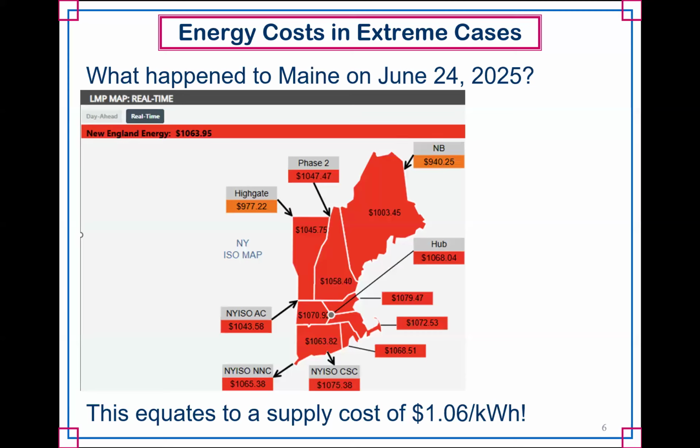If you were to go to ISO New England's website now, and you were to look at their normal prices, it's probably $40 to $50 per megawatt hour, which translates to 4 to 5 cents per kilowatt hour. So that's much more manageable as opposed to this particular day, with really extreme prices.